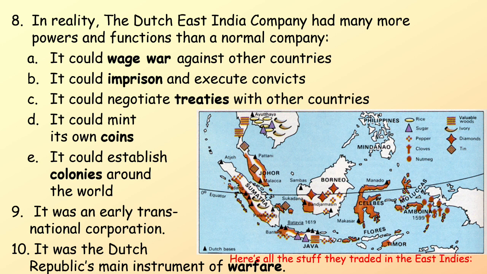It could negotiate treaties with other countries. It could mint its own coins. It could even establish colonies around the world. It was an early transnational corporation, and it was the Dutch Republic's main instrument of warfare.